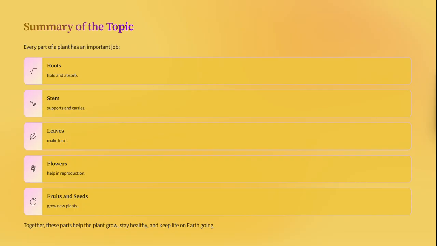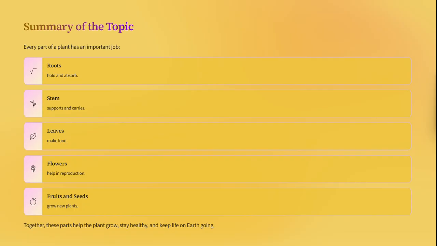Summary. Let's quickly revise everything we learned today. Roots hold the plant firmly in the soil and absorb water and minerals. Stem supports the plant and carries water and food to all parts. Leaves make food through photosynthesis and give out oxygen.